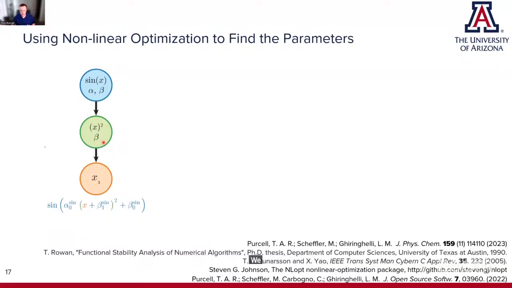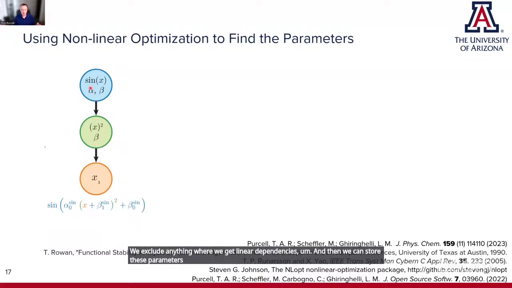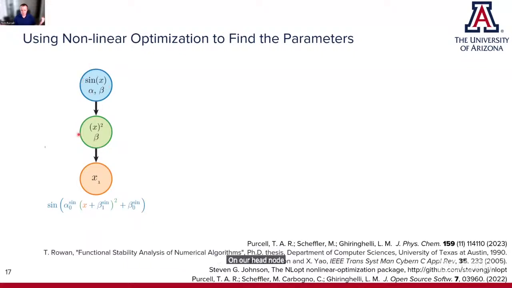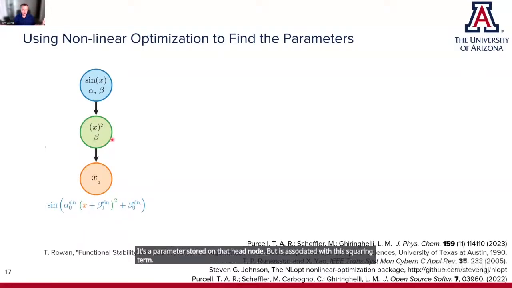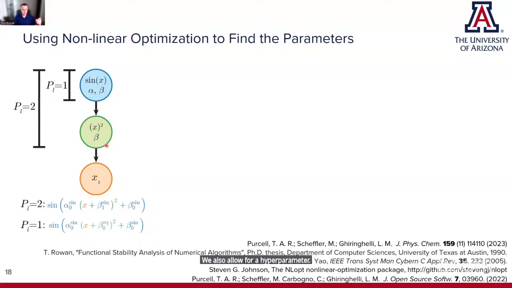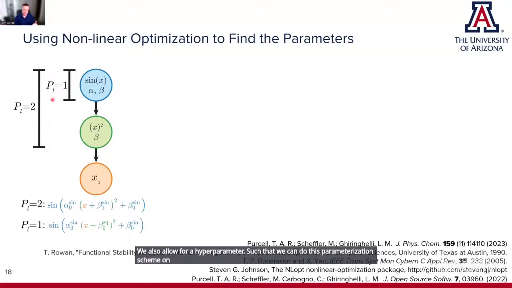We exclude anything where we get linear dependencies, and then we can store these parameters as a vector on our head node. So here we see that the x plus beta term is beta sine 1 instead of alpha sine 0 and beta sine 0. So we can think of this as a parameter stored on that head node, but associated with this squaring term. We also allow for a hyperparameter such that we can do this parameterization scheme on the entire tree or on just a head node.